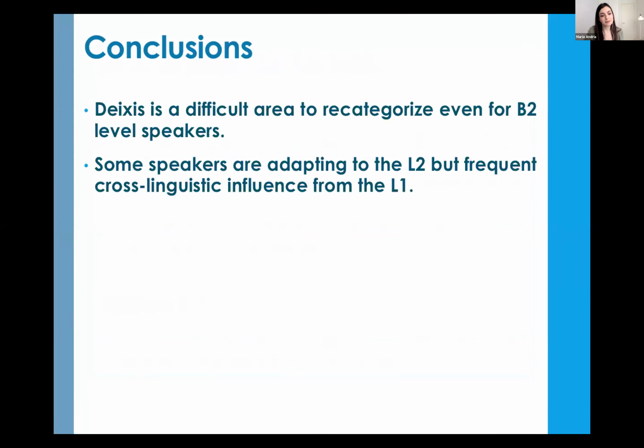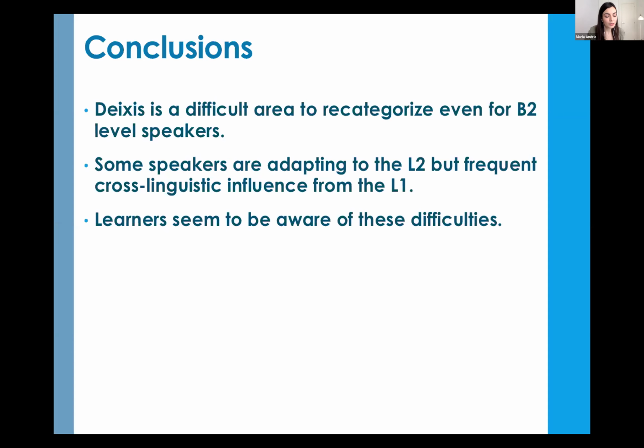So what we can say is that deixis is a difficult area to recategorize, even for B2 level speakers, which are advanced speakers. Some speakers are adapting to the L2, of course, but there are frequent cases of cross-linguistic influence from the L1. And what we also found is that learners seem to be aware of these difficulties.